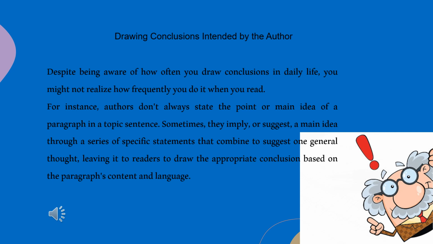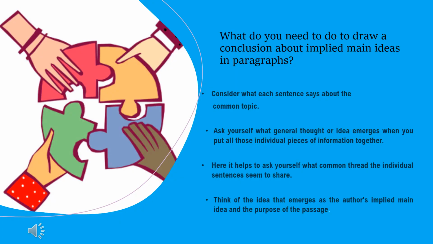For instance, authors don't always state the point or main idea of a paragraph in a topic sentence. You can see that sometimes they imply or suggest a main idea through a series of specific statements that combine to suggest one general thought, leaving it to readers to draw the appropriate conclusion based on the paragraph's content and language.